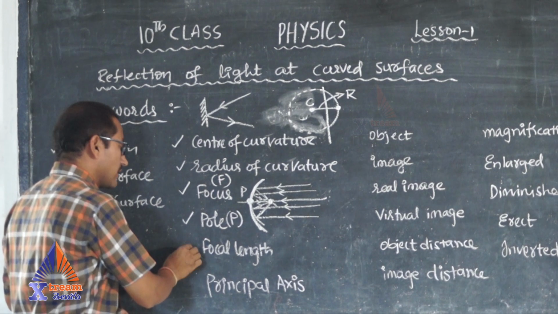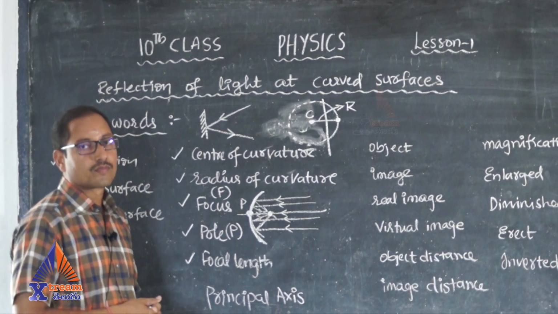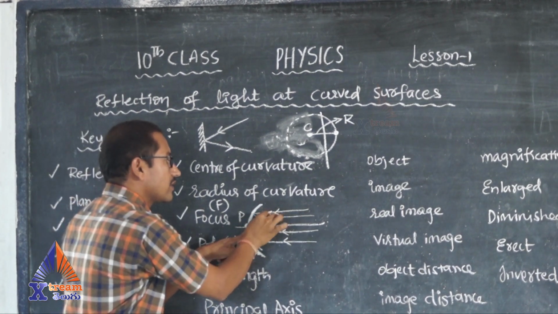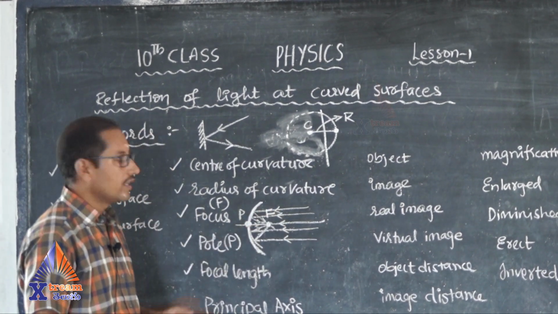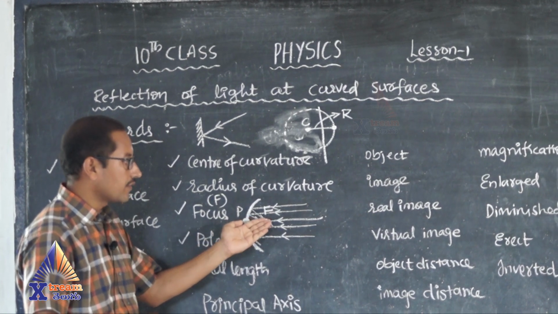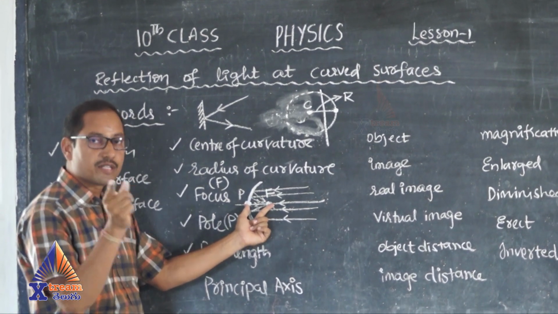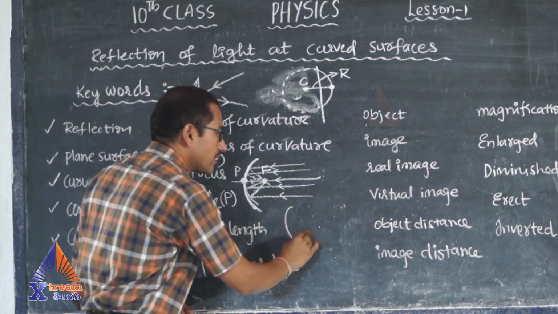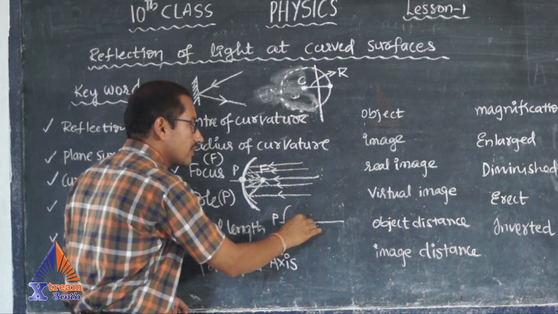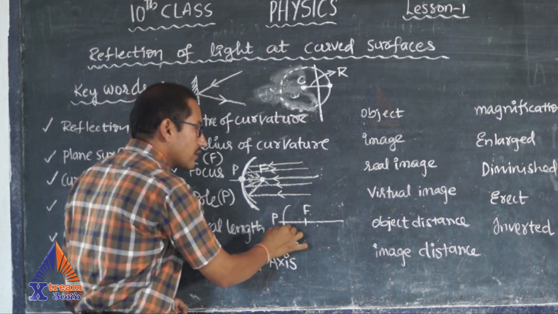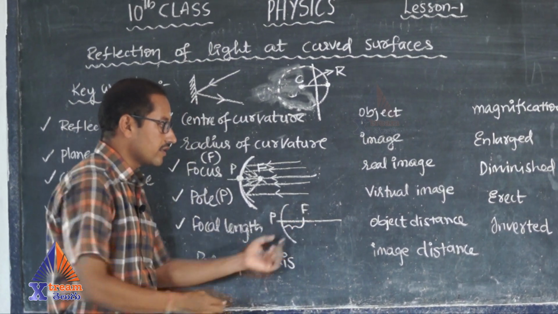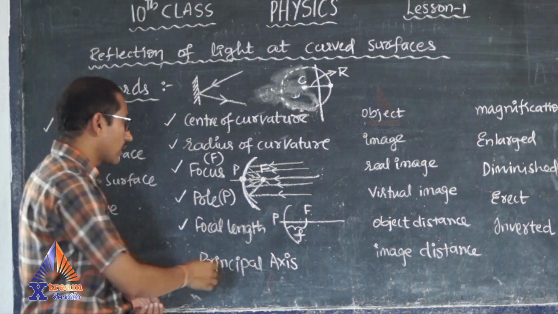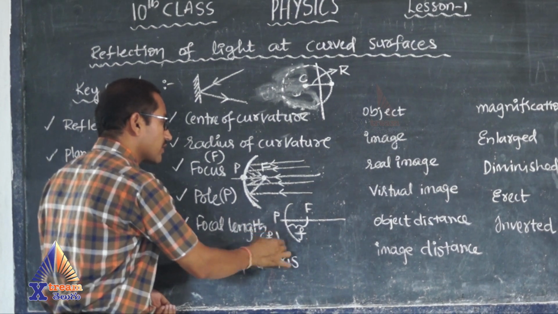Let us understand the meaning of focal length. The distance between pole and focus is called focal length. Here we have the pole and here we have the focus. There exists some distance between pole and focus. Let me draw it here. This is the pole and this is the focus. This distance is called focal length and it is represented by small f.